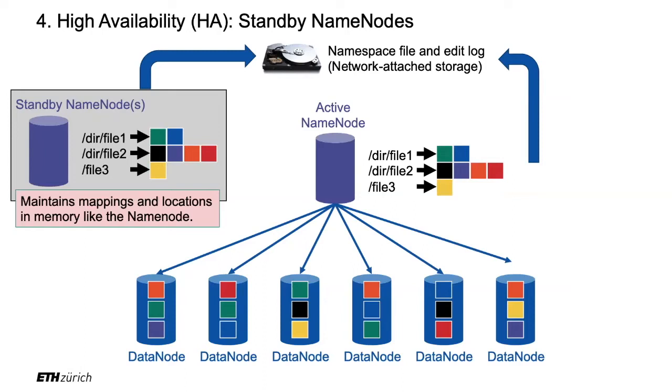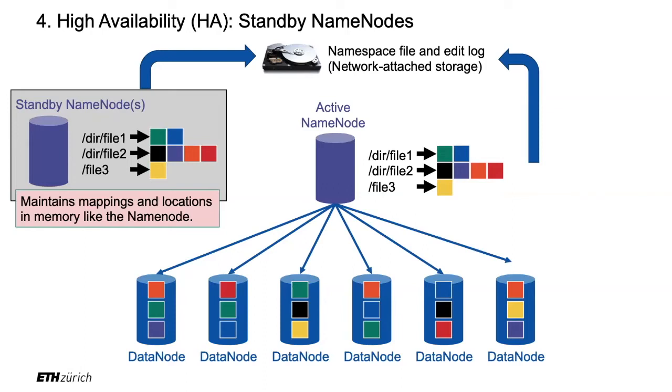And the standby name nodes basically receive the same information as the name node. Everything that the name node is receiving, the reports by the data nodes and so on, they are also sent to the standby name nodes. So it means that the standby name nodes have the same memory content as the name node. They have this actual mapping in memory and the block locations and so on. They have everything in their memory at all times.